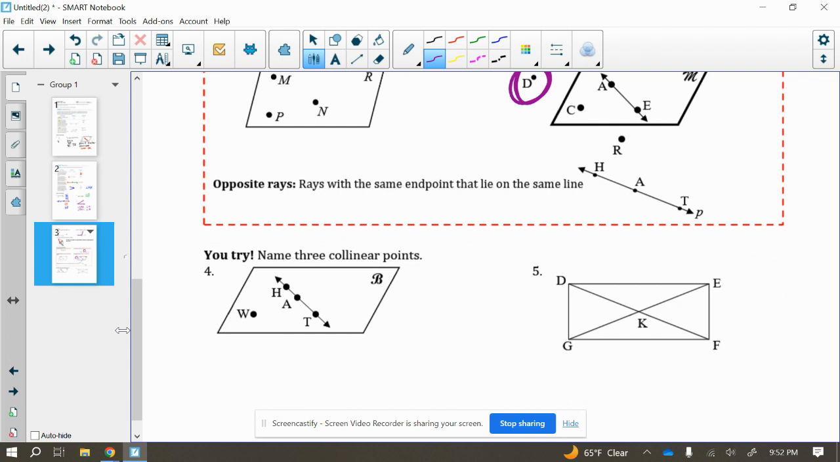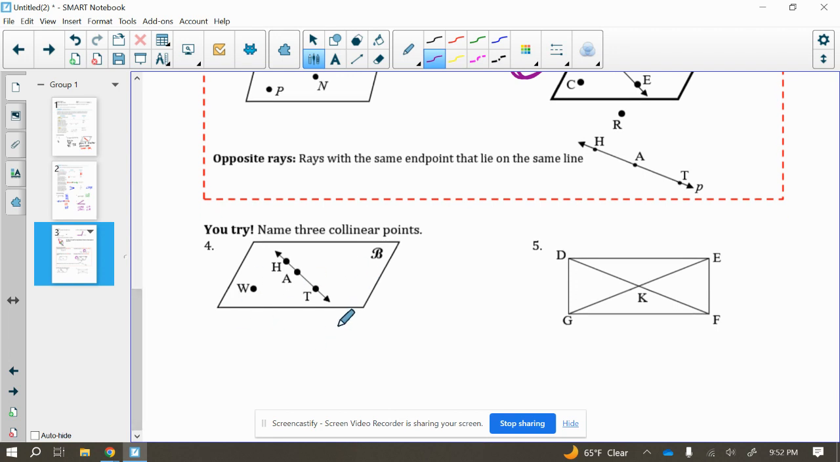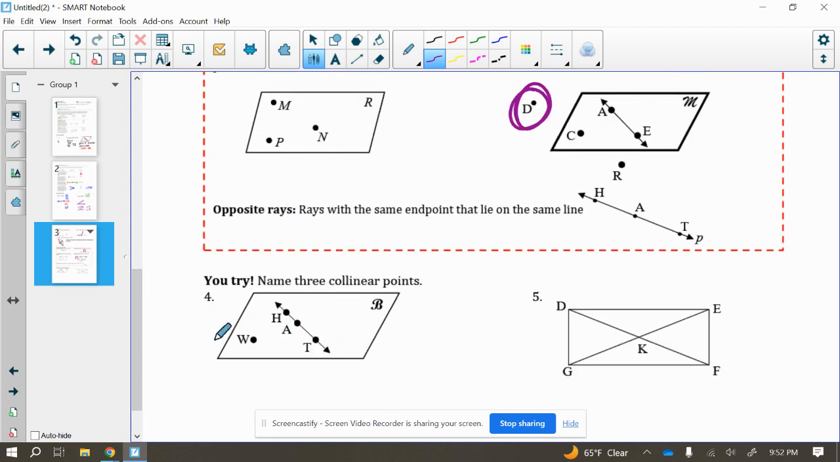And again, we talked about those opposite rays on the previous page going in those opposite directions. So to finish this out, try these last 2 on your own and name the 3 collinear points in number 4 and then some collinear points in number 5.